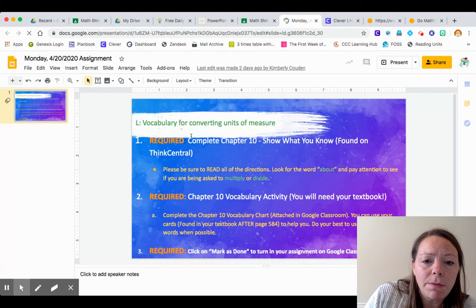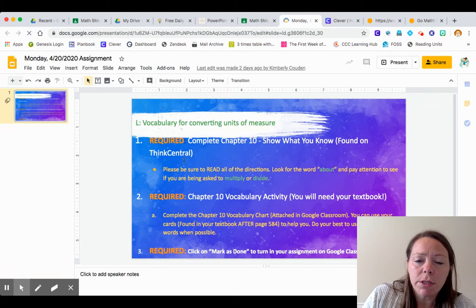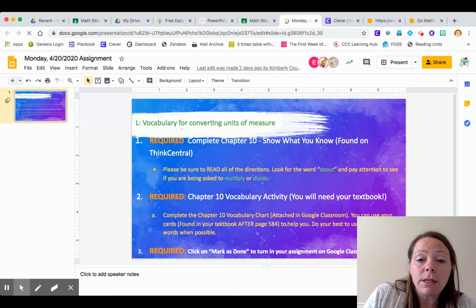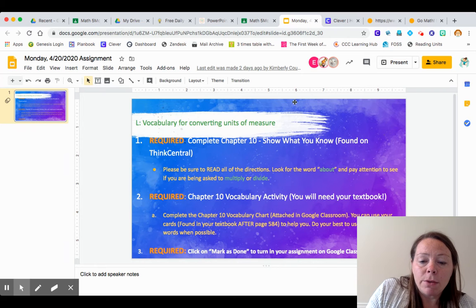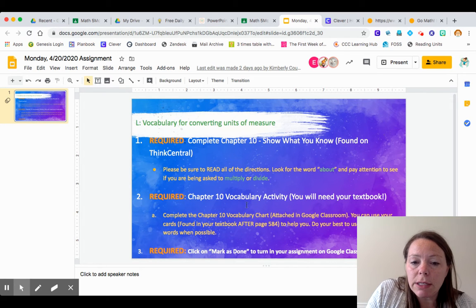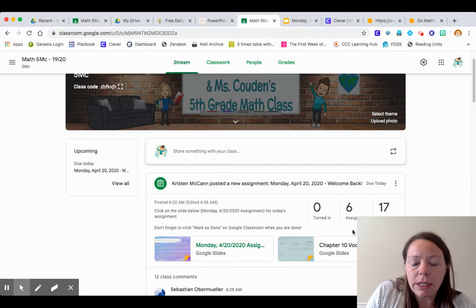So I noticed some of you just completed the chapter 10 show what you know today and just clicked turn in without even completing the chapter 10 vocabulary activity. So you needed to fill in the chapter 10 vocabulary chart attached in Google Classroom. So you can't turn it in until you complete all of those. So the third requirement was to click on mark as done. Some of you said that it said turn in instead of mark as done. I think maybe because this activity was on there, the wording was changed.